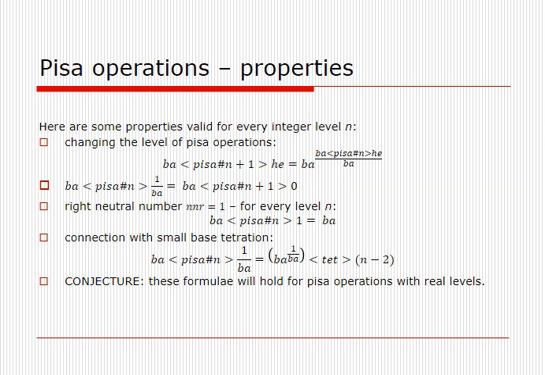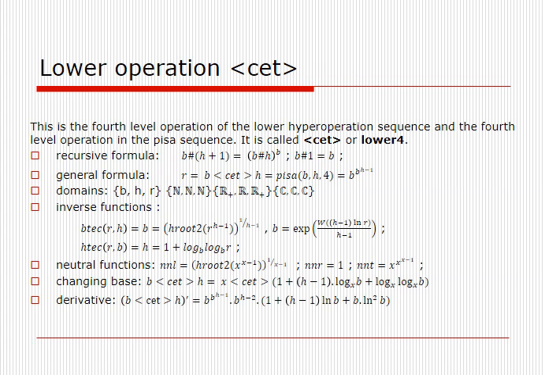These are properties valid for all integer levels, which are easy to prove by induction. It is easy to imagine that they will hold for real and even for complex levels. This is an example of a Pisa operation. The fourth level of Pisa is chat.